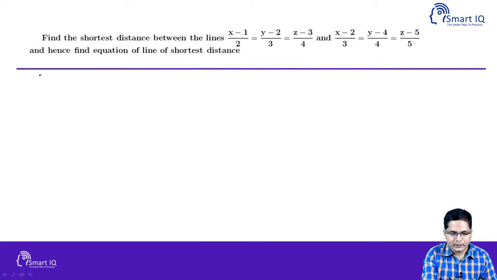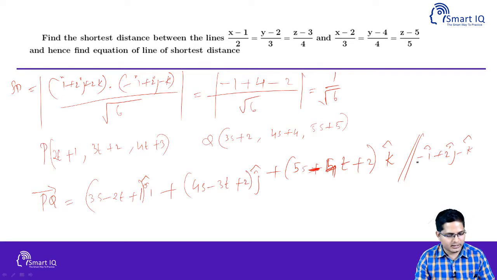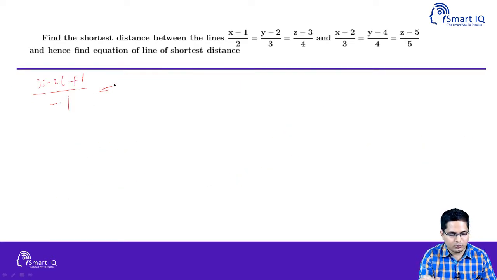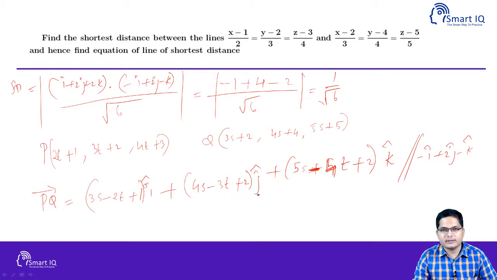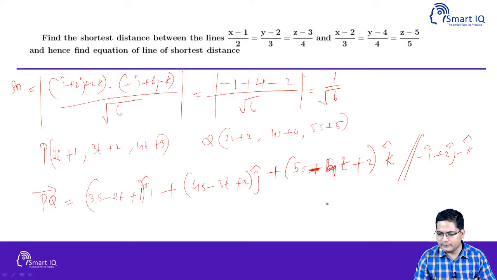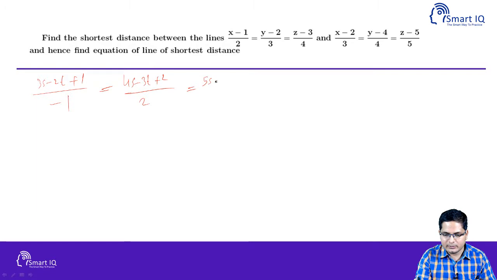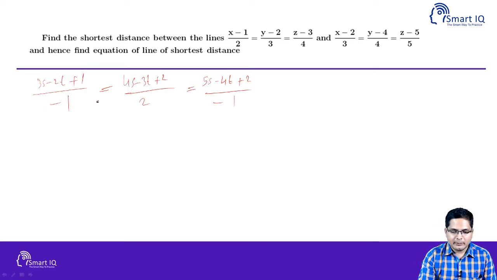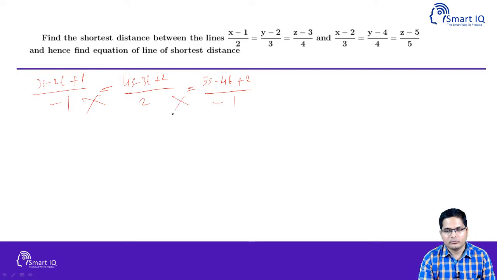Let us go to the next slide. (3s minus 2t plus 1) divided by, what is the component here, minus 1, should be equal to (4s minus 3t plus 2) divided by, what is the component here, 2, which is equal to what is the third component, (5s minus 4t plus 2) divided by, what is the component, again minus 1. You cross multiply these, then you will get two equations in two unknowns. Solve them, you will get s and t.